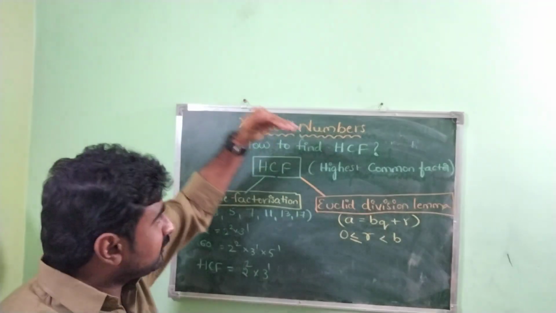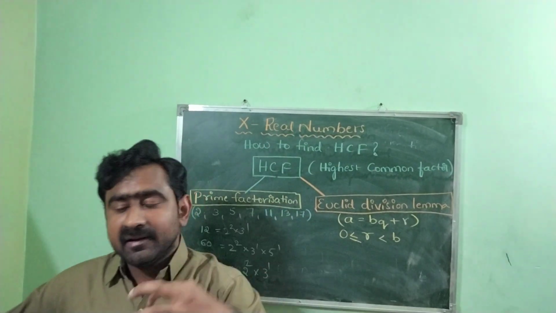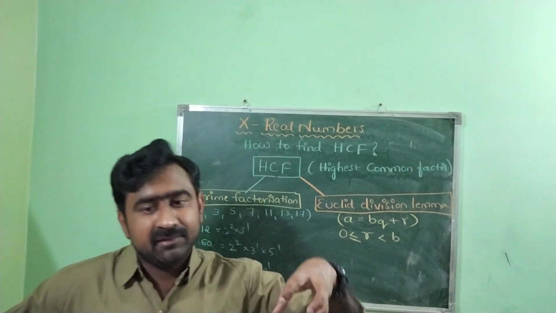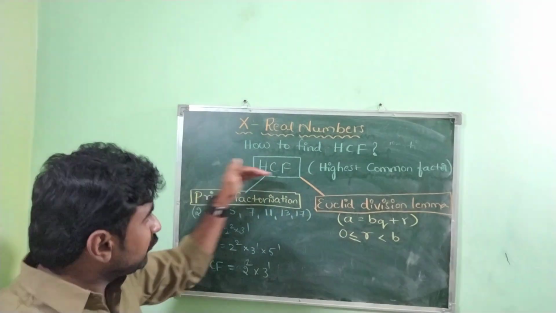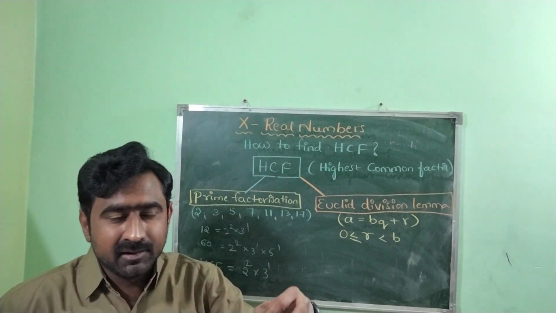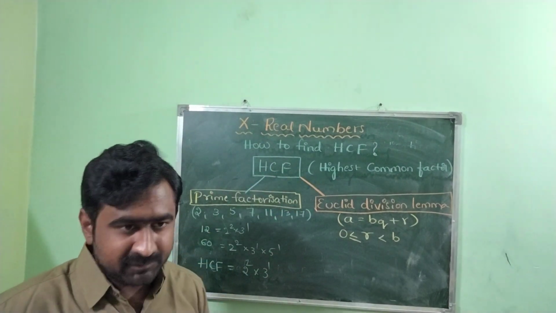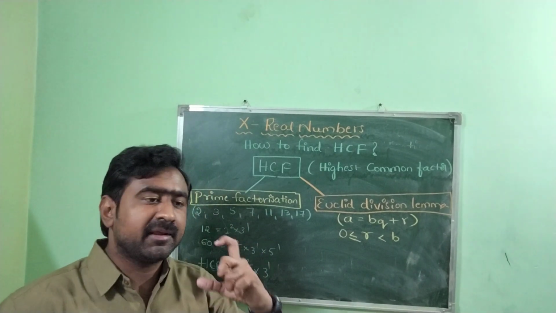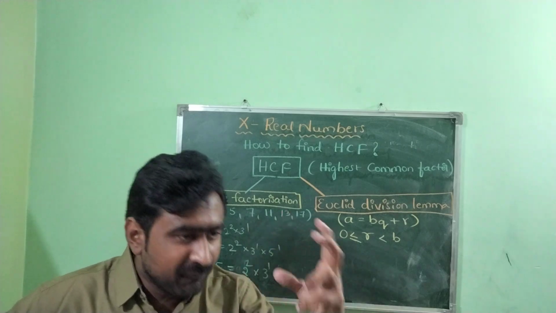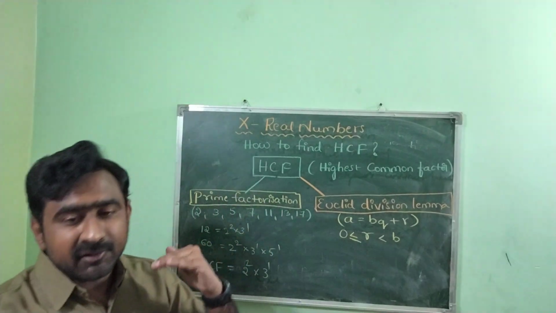For this HCF, highest common factor, there are generally two different ways in which we can find it. Listen carefully. There are two different ways in which we can find the HCF for the given numbers. So, what are the two different ways?